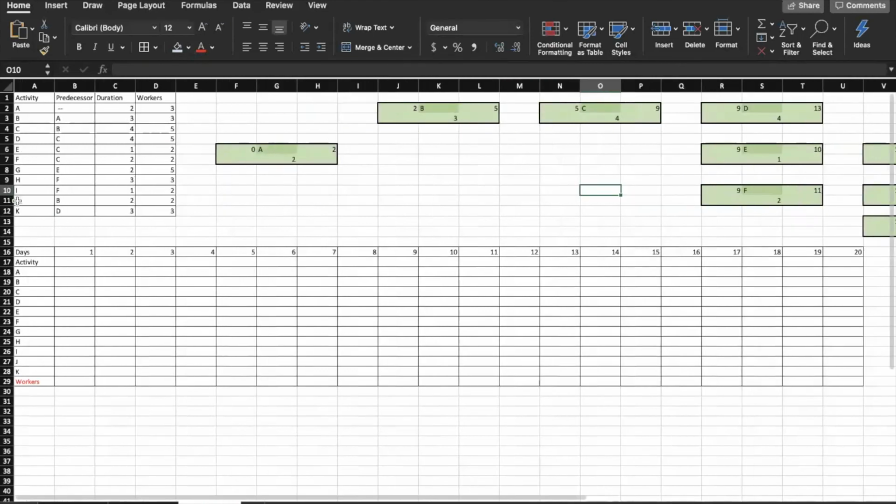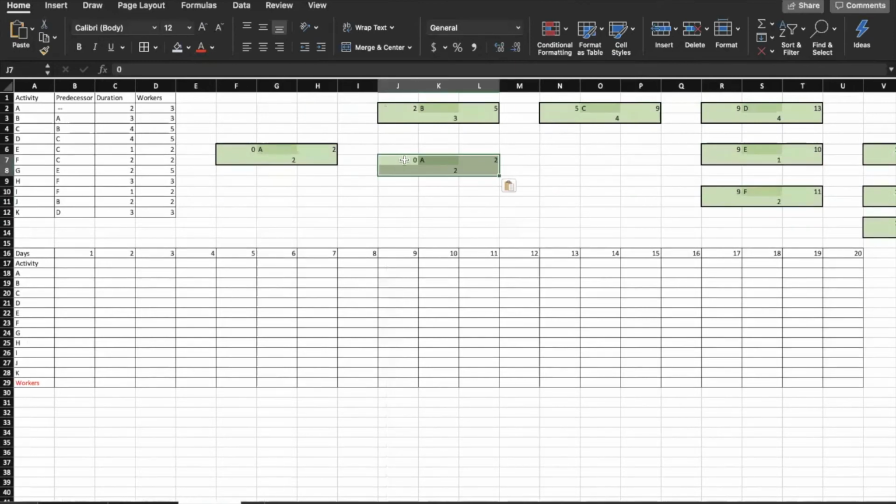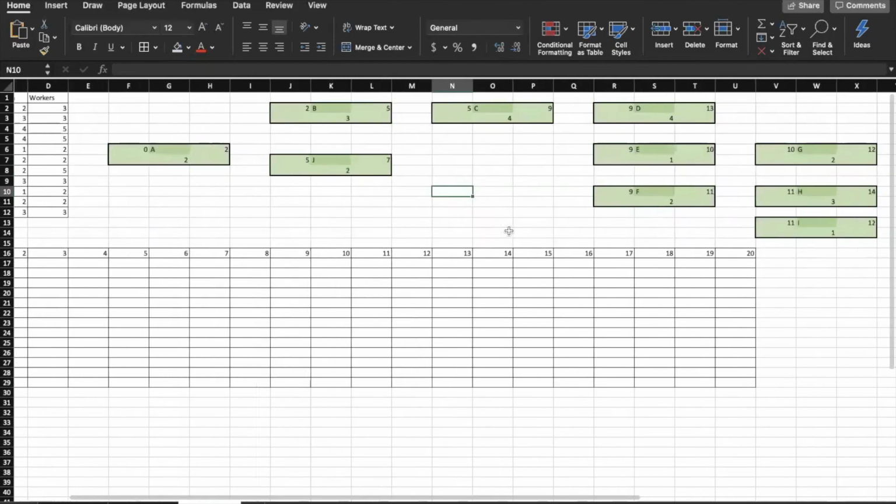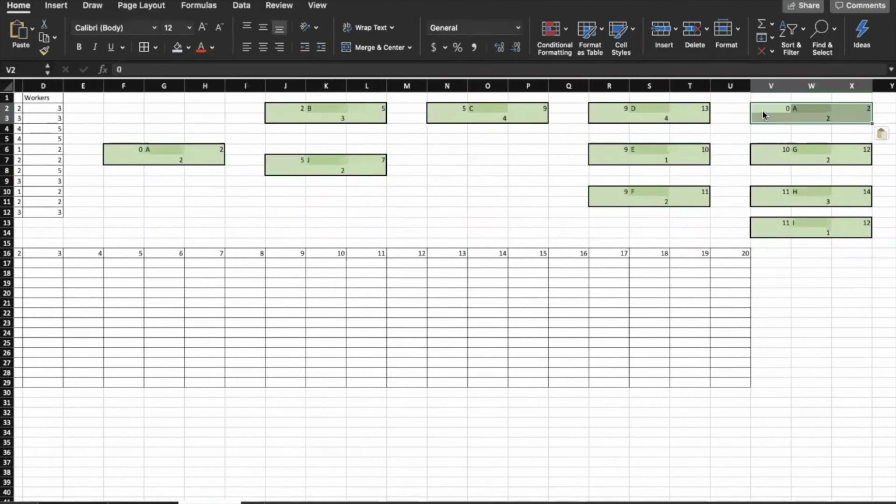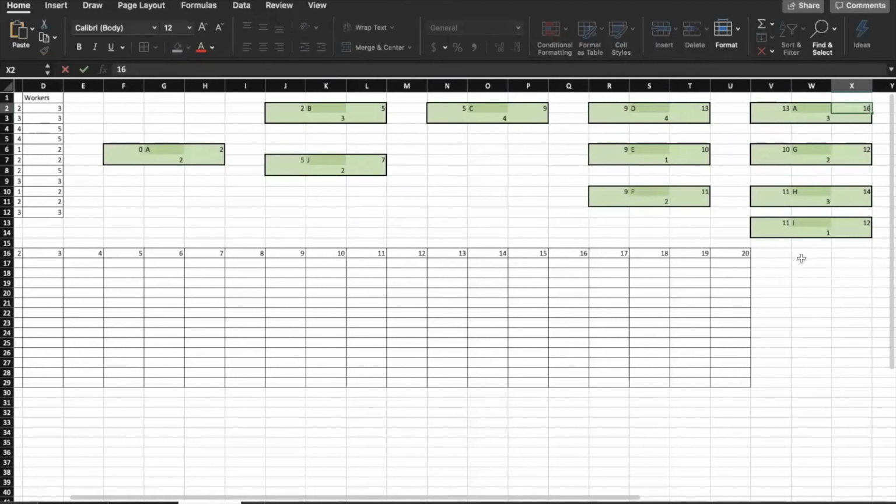Okay, what else do we need? We need J after B, so I'll just position it right under B. That would start on day 5, right after B, because B finishes on the 5th. J takes 2 days, which means J would be completed by day 7. And our last one is K, right after D, so I'll put it right here on the top. So it will start on the 13th. It will take 3 days to complete, and it will be finished by the 16th.